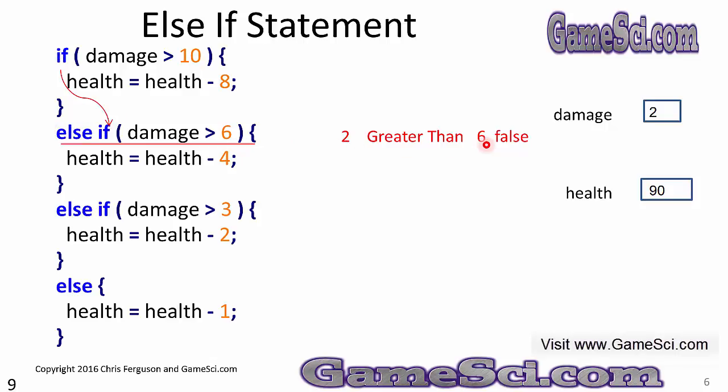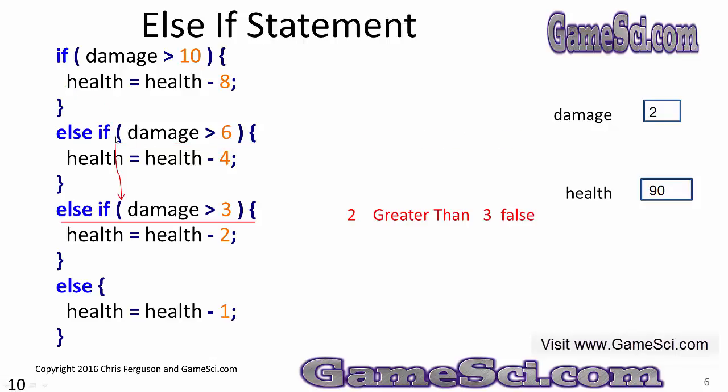2 greater than 6 evaluates again to a false statement. Damage is 2. 2 greater than 6 is false. When the if is false, I jump to the else. This else is attached to that if, so I'll jump to this statement immediately following the else.